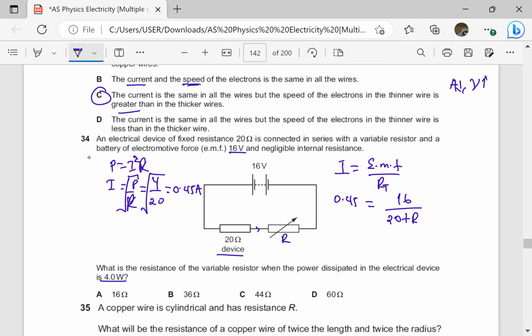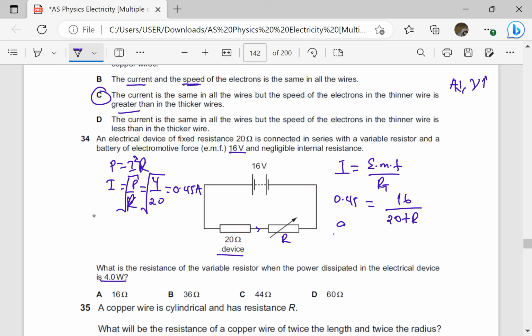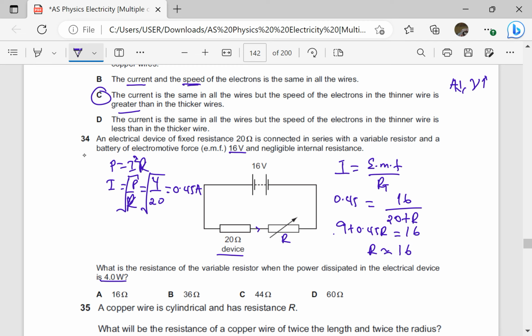We shall have 0.45 times 20, which is 9, plus 0.45R is equal to 16. We collect like terms, 16 minus 9, and divide this by 0.45, which gives us 15.5 recurring, which is approximately 16. So R is approximately 16 ohms. So the answer is going to be A.